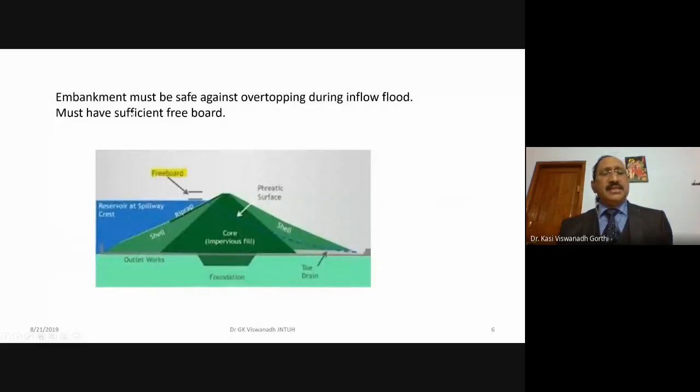One by one, let us try to see. The embankment must be safe against overtopping and must have sufficient freeboard. You can see in the figure that you have sufficient freeboard. This is the freeboard from the top water level to the top of the dam. This level difference is the freeboard, and sufficient freeboard should be provided. And this embankment must be safe against overtopping.